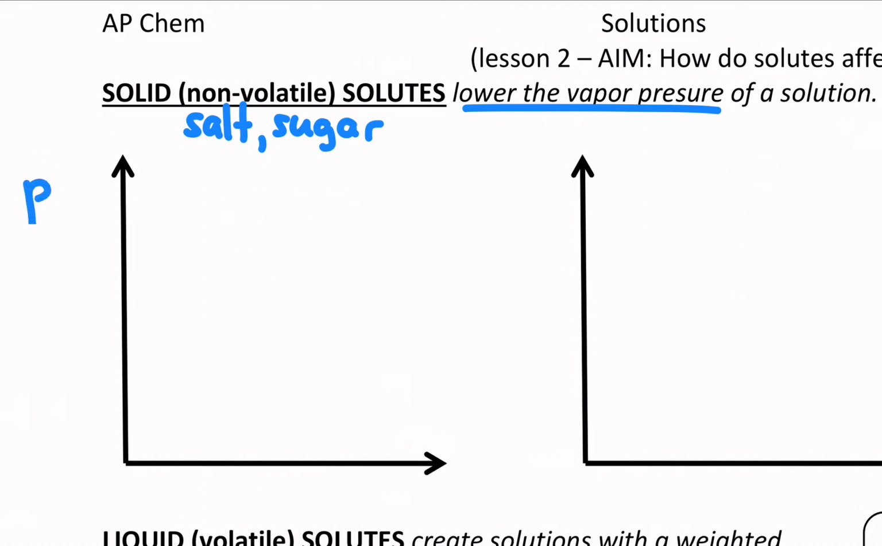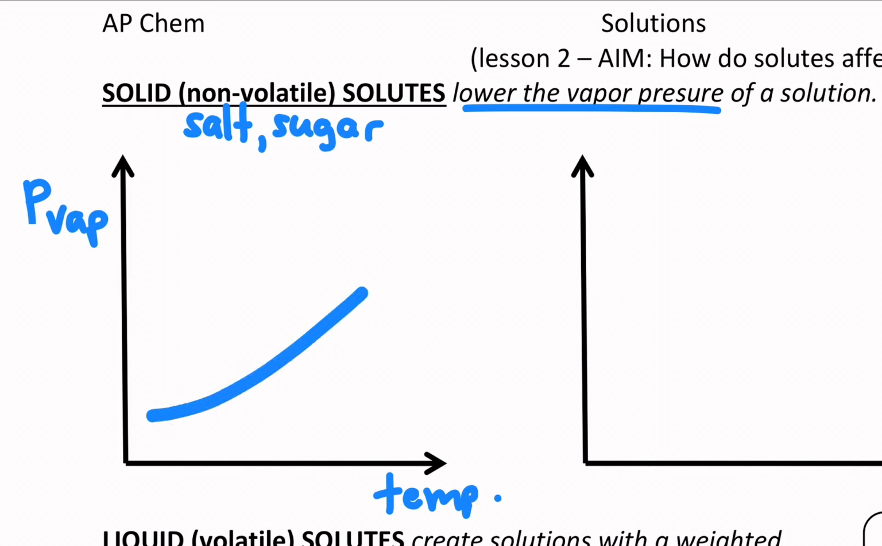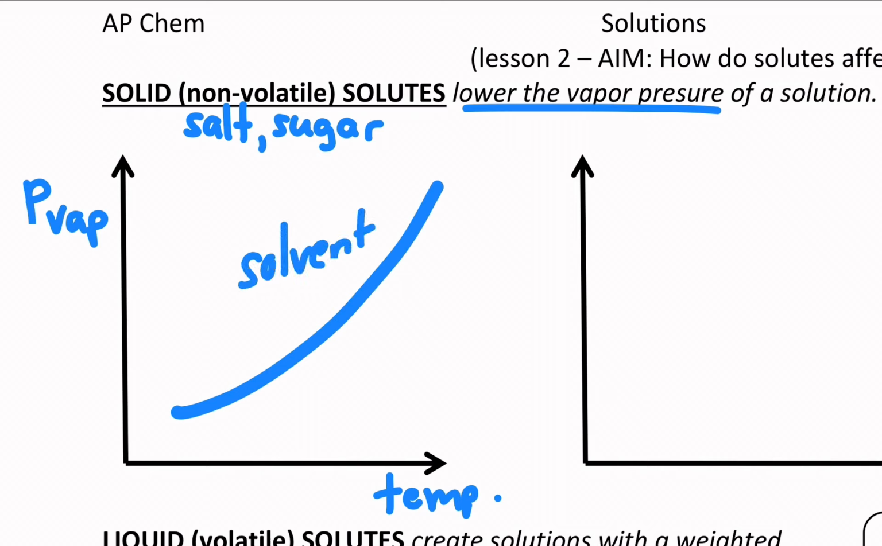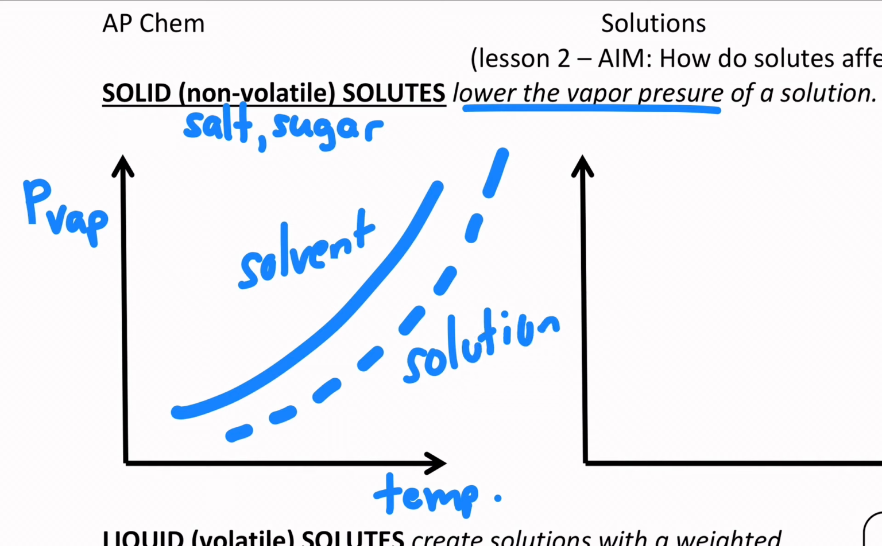So remember, if we plot vapor pressure versus temperature, you get a non-linear increase in vapor pressure as temperature increases. It increases as temperature increases, but non-linearly. That's what the vapor pressure of, let's say, water would look like, or any liquid solvent. Well, when you change it to a solution with a non-volatile solute, at every single temperature, the solution has a lower vapor pressure. So I'll show this dotted line, meaning it still increases non-linearly, but at any given temperature, it's going to be significantly lower.